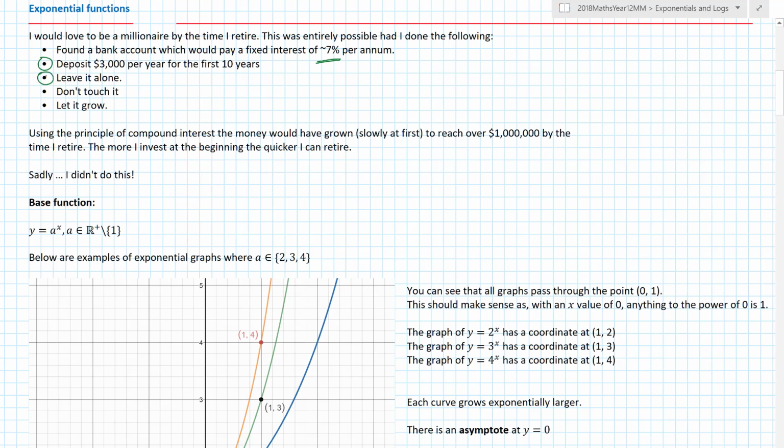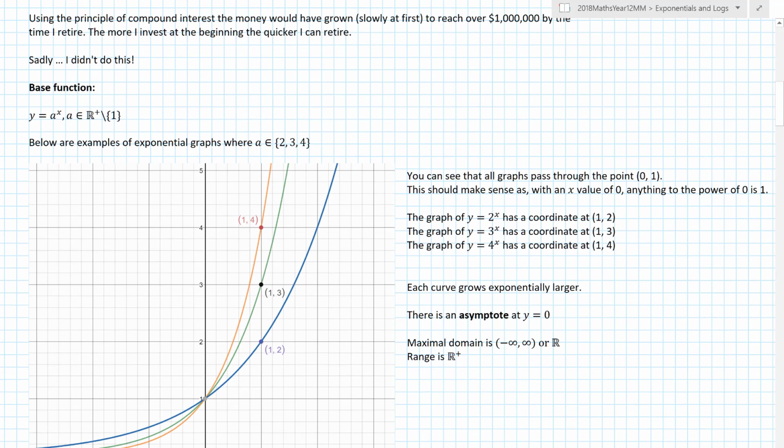Then, basically, leave it alone. Don't touch it. Let it grow. So put it in there, 10 years, just forget about the bank account. When you want to buy a new car, don't dip into the savings. When you want to buy a house, don't dip into the savings. Just leave it. What actually happens is, using compound interest, the money you have actually grows really slowly at first, but then it starts to grow quicker and quicker and quicker.